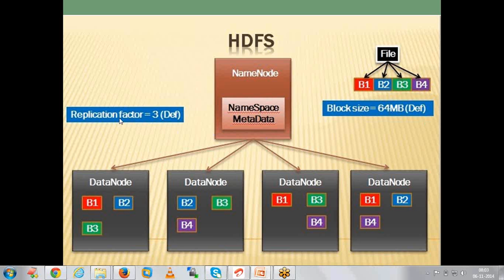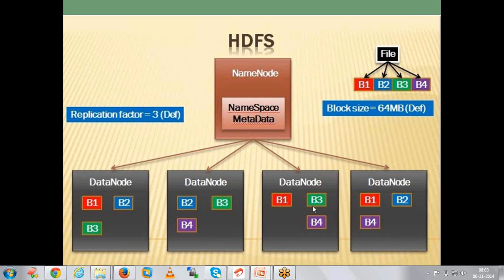Next concept is replication factor. The replication factor is 3 by default. If you want, we can decrease it to 1 or 2. But in production, the standard configuration is a replication factor of 3. 3 means we have 2 more copies of the original data. So why the replication factor? If any data node fails, the name node will interact with the other copies. So first, based on the block size, we distributed the data.